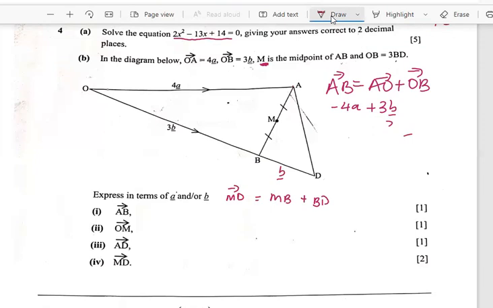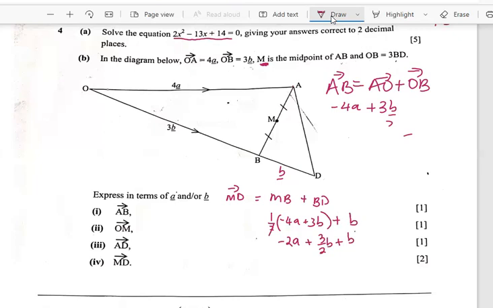So it will be 1 over 2 of our AB, which is minus 4A plus 3B. Then BD is equal to B. All right. Then when we work out this part here, remember what I said, this 2 there, it will be minus 2A. Then this part, it will be plus 3 over 2B plus B.